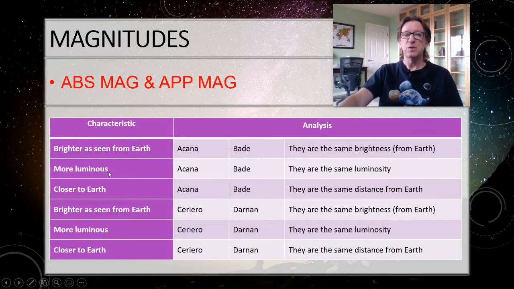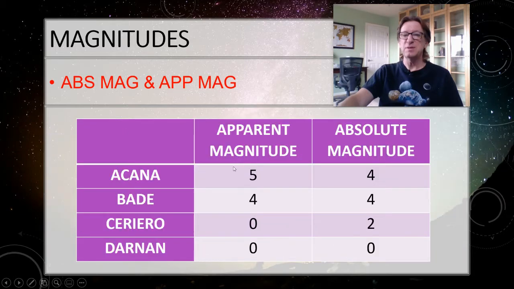Okay? So let's make sure that that makes sense to you. Star B has a smaller magnitude number, so it's 4th magnitude. It came in 4th place. Star A has a larger magnitude. It's 5th magnitude. It came in 5th place. So star B must be brighter than star A.